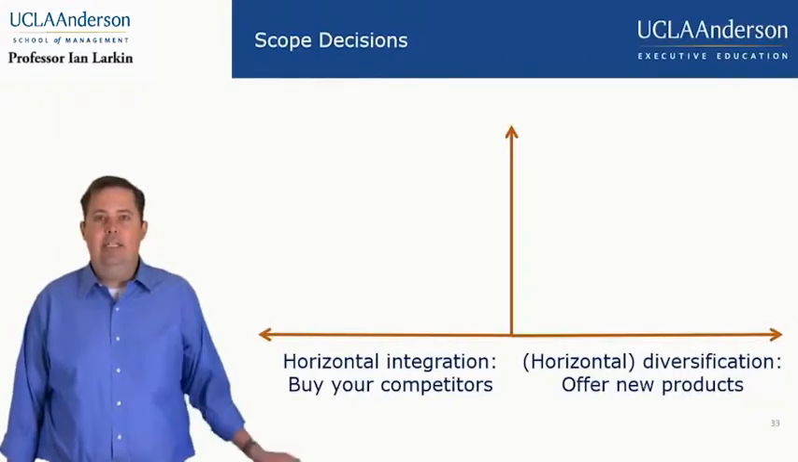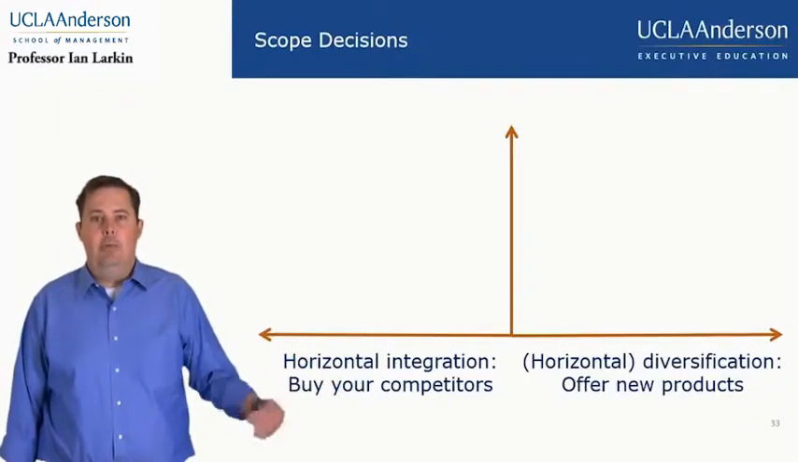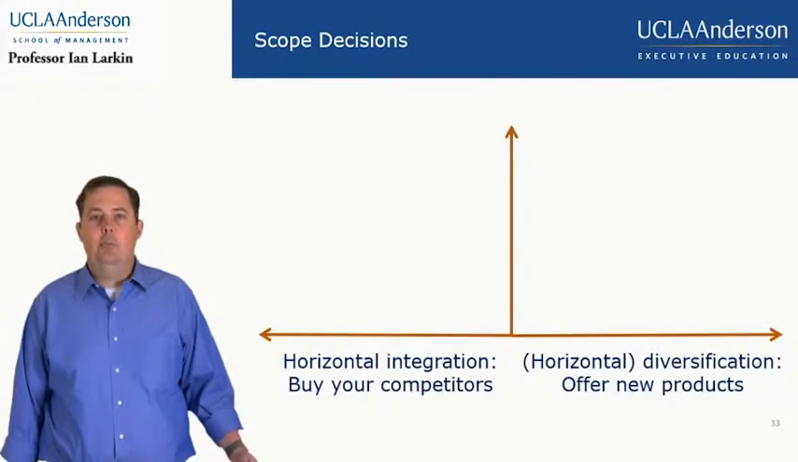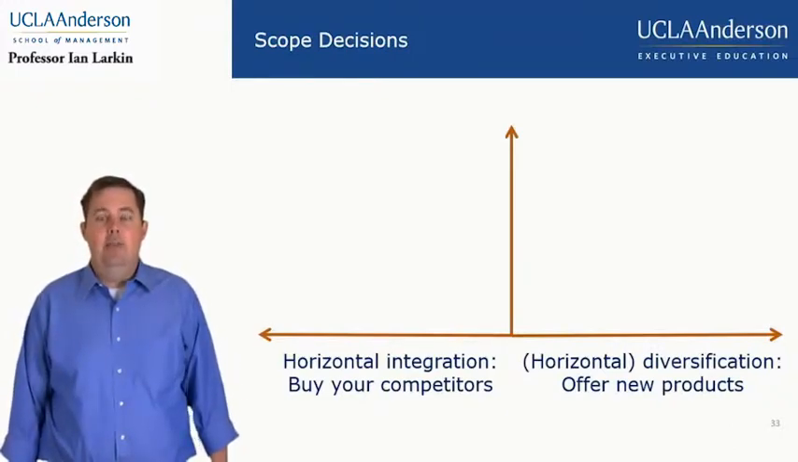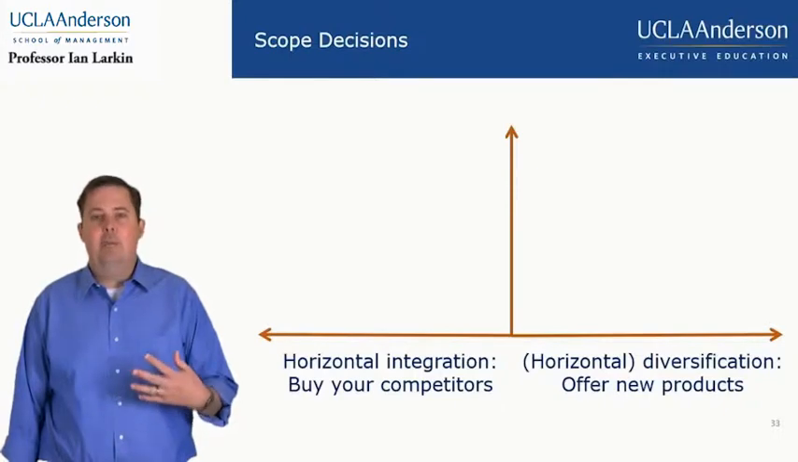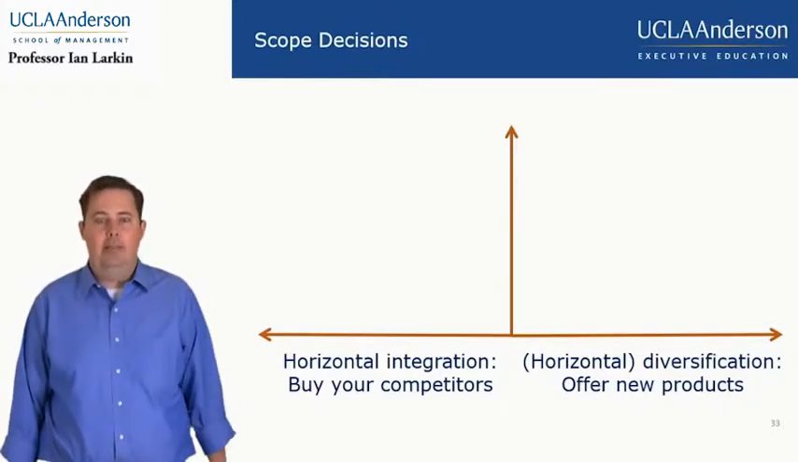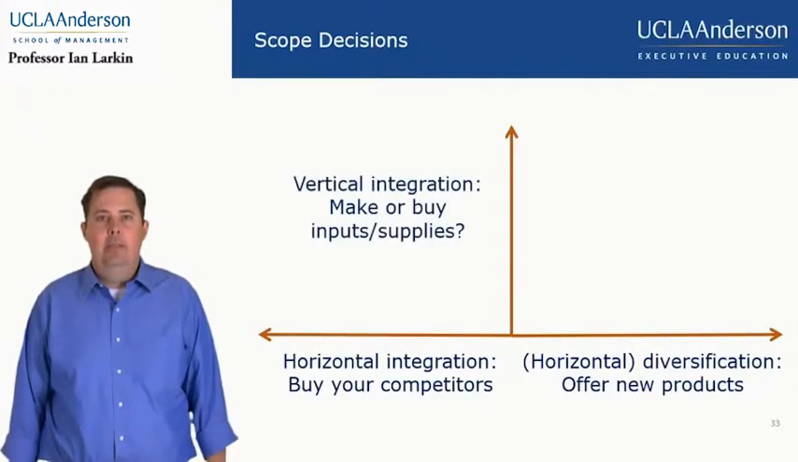Horizontal diversification, which we've already talked about with the Disney case, is about offering new products. Horizontal integration, on the other hand, is buying competitors that offer products like your core product, buying out your main competition. When should you do that?